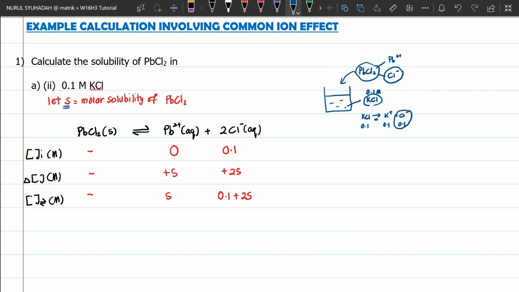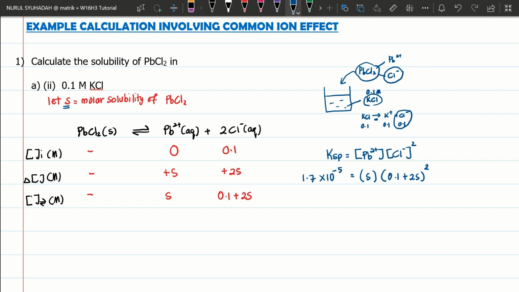We want to find what's the value of S, because S is the molar solubility. Okay, so masukkan dalam equation tadi, Ksp equals the concentration of Pb2+, where we take the value of the concentration at equilibrium, Cl- to the power of 2. So Ksp kita masih lagi sama because we are still using the same slightly soluble salt, so 1.7 darab 10 negatif 5. Okay, so Pb2+ is S, Cl- dekat sini adalah (0.1 + 2S) kuasa 2.